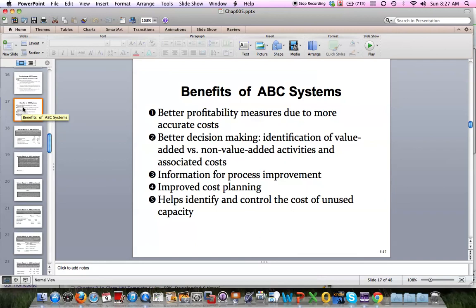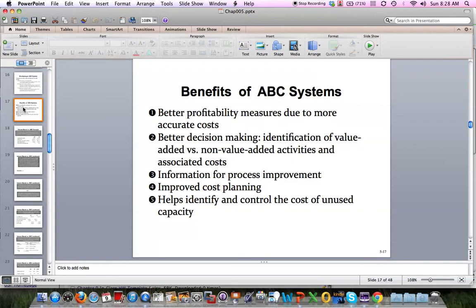Some benefits of an ABC system. They begin to list these on the bottom of page 137. Better profitability measures due to more accurate costing. That's a key one, right? If everybody else in my industry is using ABC and I'm not, they have a competitive advantage over me. Okay, that's one way to think about it, because they're going to be able to price their products to achieve maximum profitability. They're going to be able to make some decisions that will definitely benefit their company that I can't make. I just don't have the information to make those kinds of decisions.